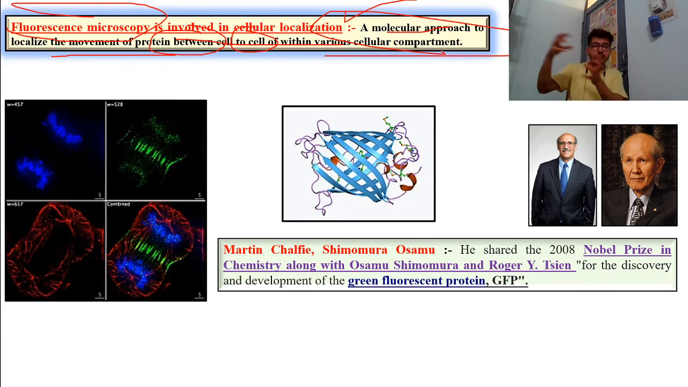Cell to cell and within the cell you can see all these things: metaphase, genome and telophase, the various cell cycle phases. You will come up with the idea of how these reporter molecules are really very important for all of us.